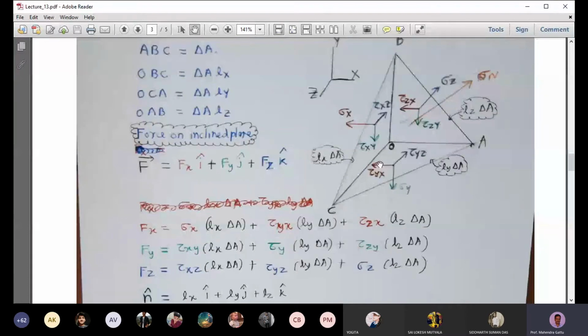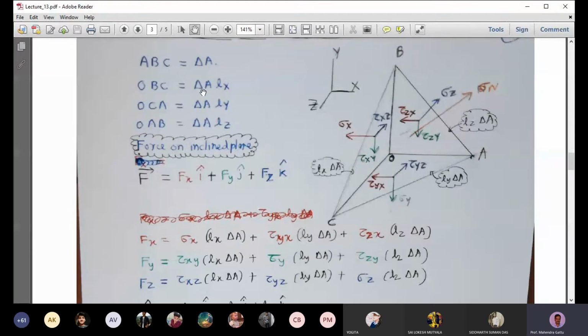So force in the x direction, Fx, on the inclined plane is equal to the contribution of the stresses, like they will contribute in the x direction. So here sigma x, tau yx, and tau zx are acting in the negative x direction. So each will contribute to the x component. So sigma x, what is the area of this plane? What is the area of OBC, and what is the area of OCA, and what is the area of OAB? That we can get by projecting it. So OBC will be delta A Lx. So we are projecting it onto this plane.